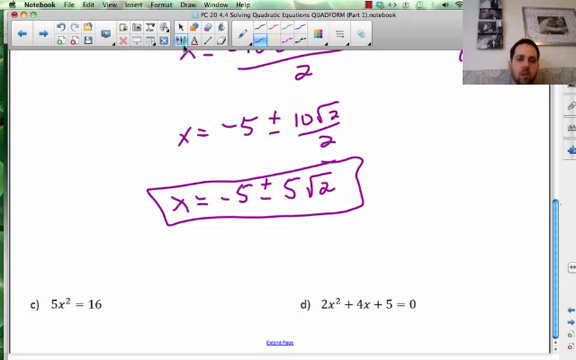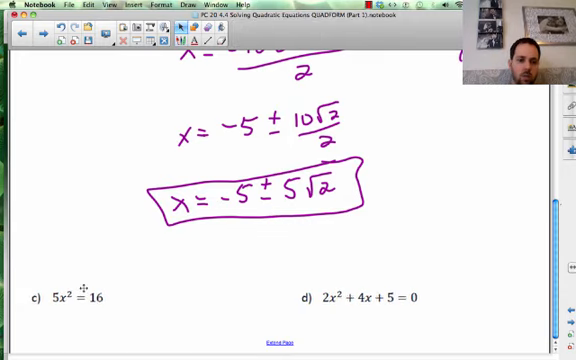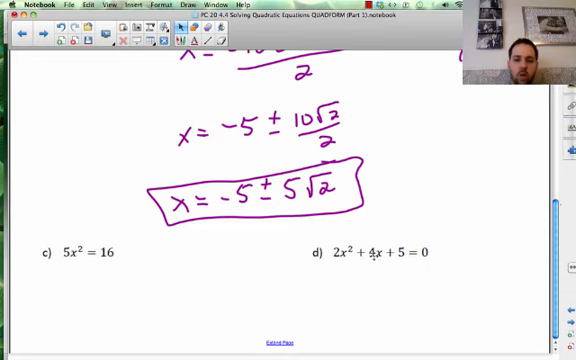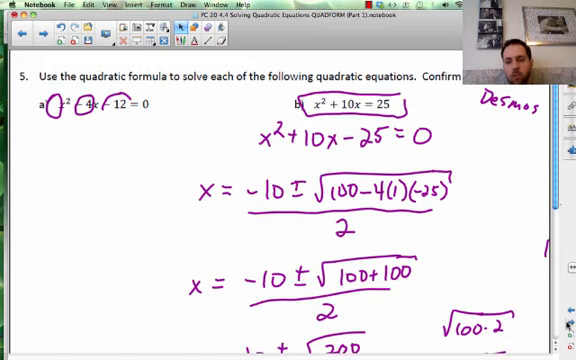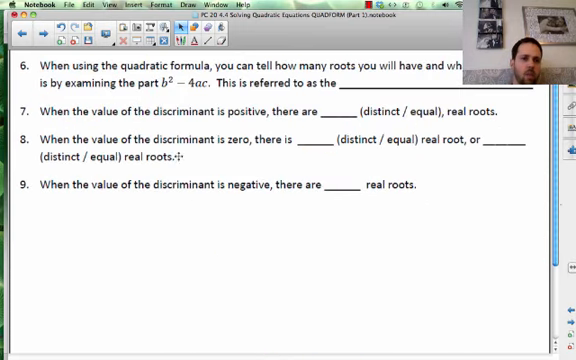So I want you to take the time and do these next two on your own using your quadratic formula and see how you do, and then once you're done, move on to the next page.